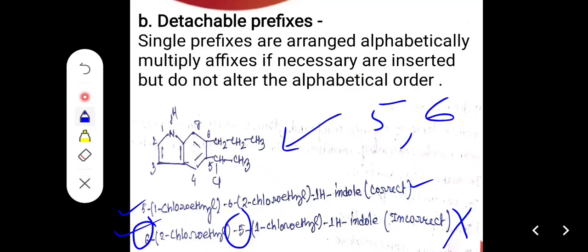Again, in another example there are two units, one is 1-chloroethyl, the other is 2-chloroethyl.